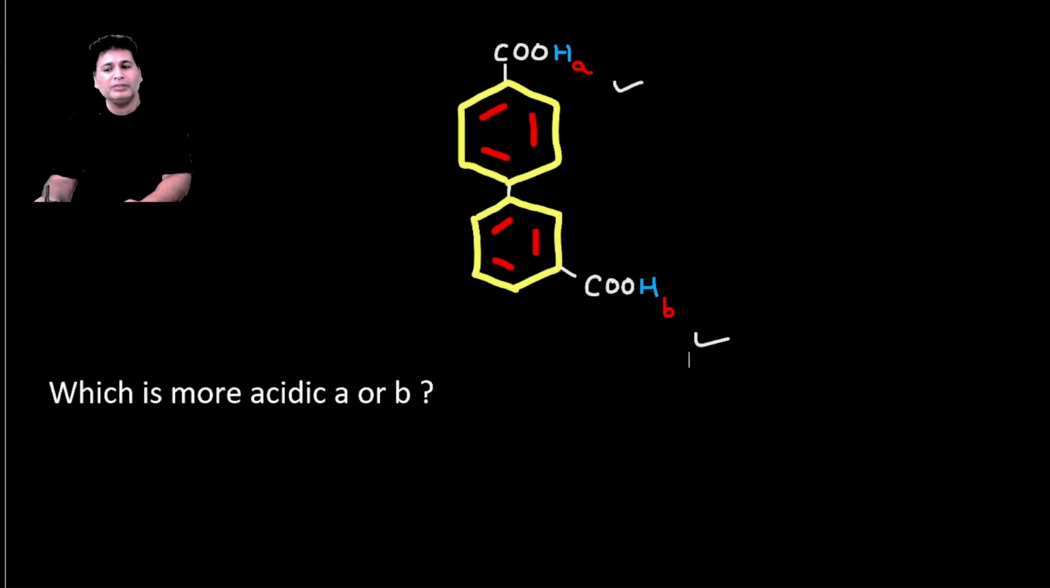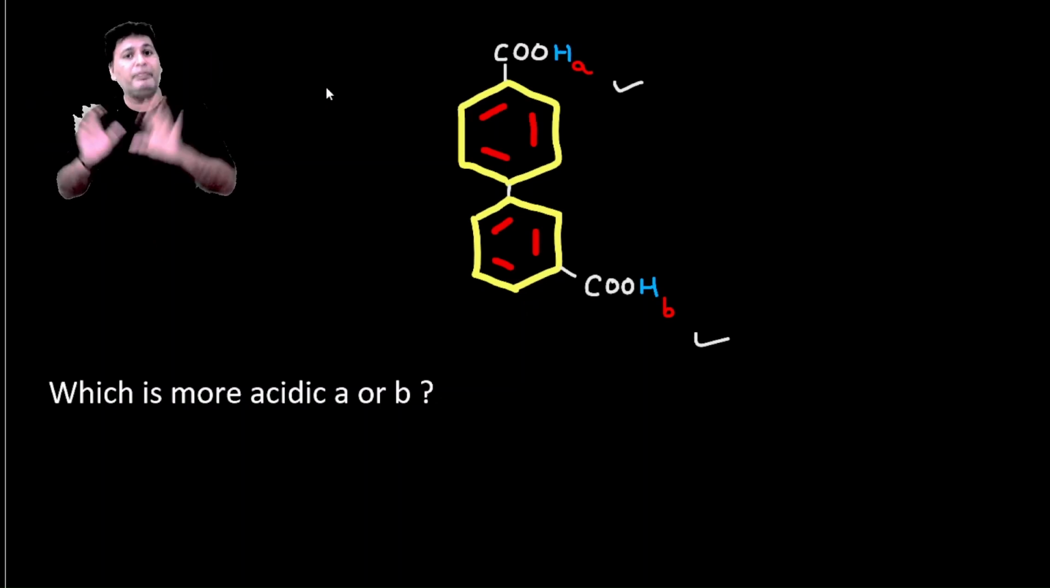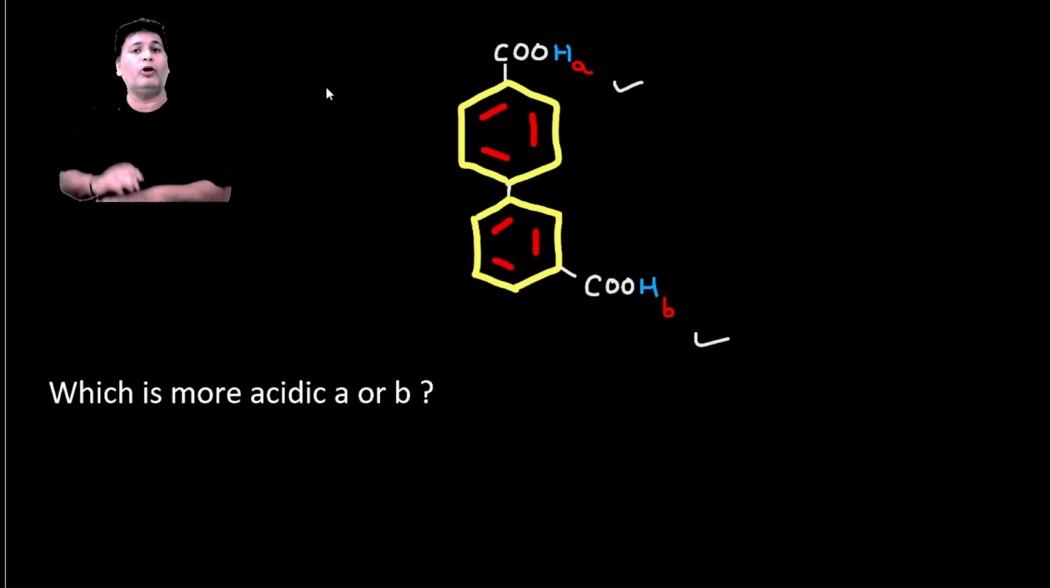In problem number 16, as you all can see, the structure of the compound is given, and this is a carboxylic acid, and we have two carboxylic groups attached with two different benzene rings, as you all can see on your screen. We have two hydrogens mentioned as A and B. You have to tell which is a stronger acid, which is a weaker acid.